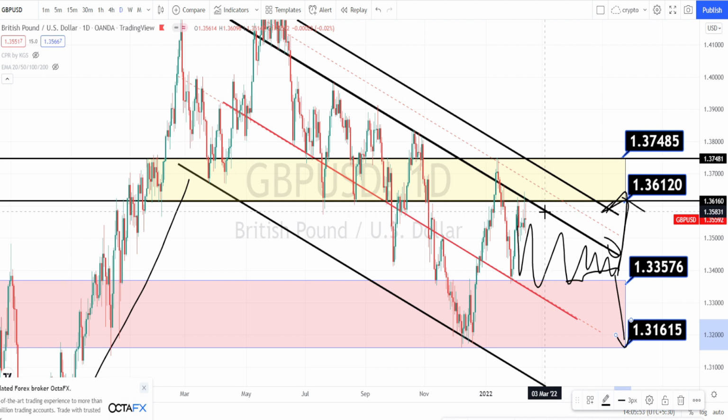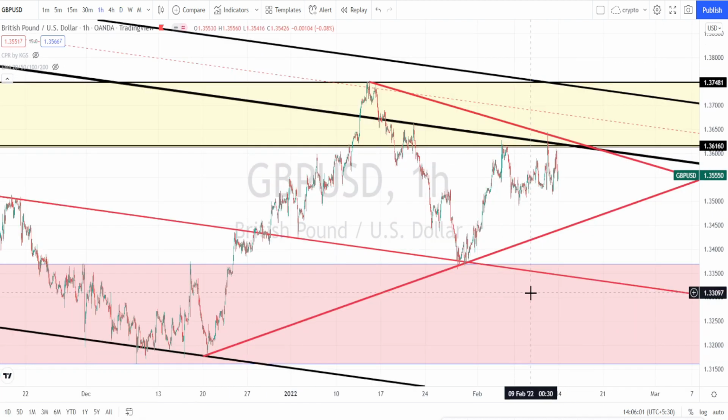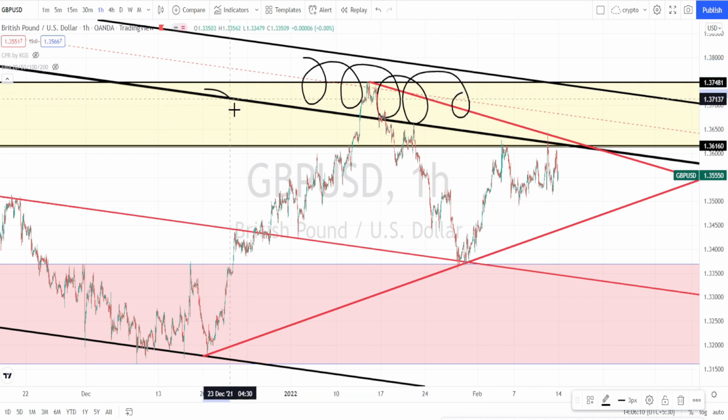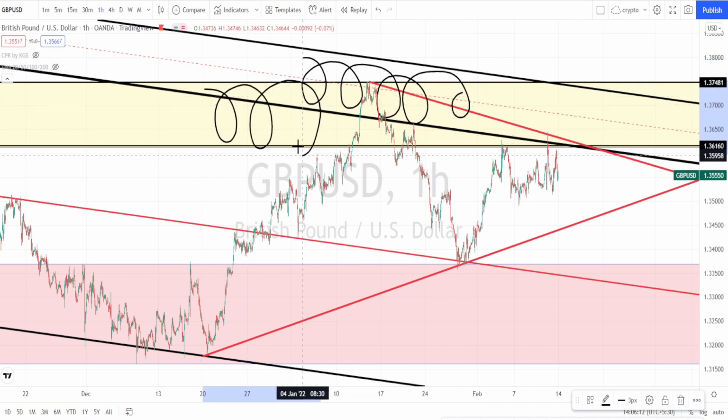Let us do the analysis in hourly time frame. I am in hourly time frame now. We already know from the higher time frame there is a resistance channel pattern running over here, and also we have a very strong resistance level preventing the market from going on a bullish side.